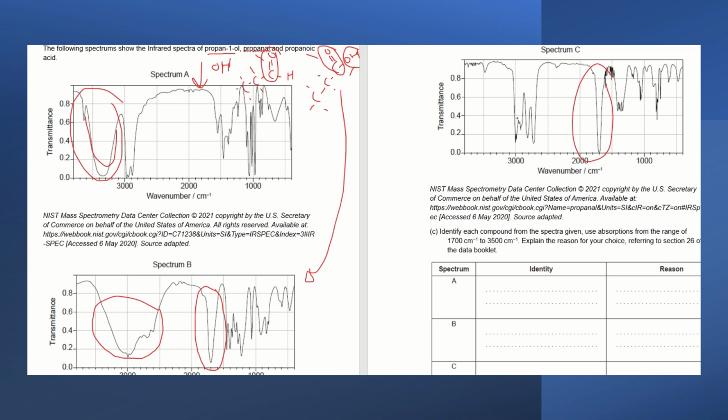Finally, spectrum C, you can see that I don't see any broad peaks here, but I still see the carbonyl group. So this tells me that this must be my propanal. So this question here says: identify each compound from the spectra given, use absorptions from the range of 1700 to 3500, and explain the reasons for your choice, referring to section 26 of the data booklet, which is basically what I said.